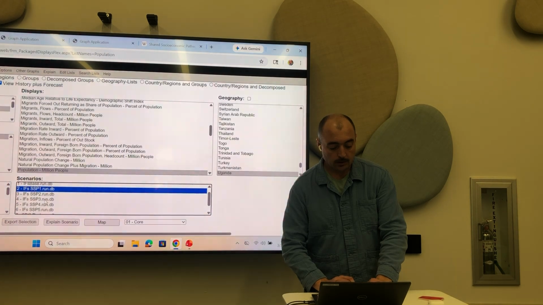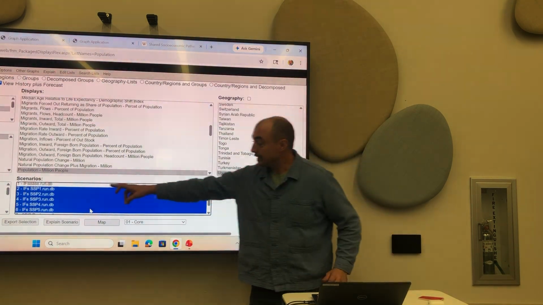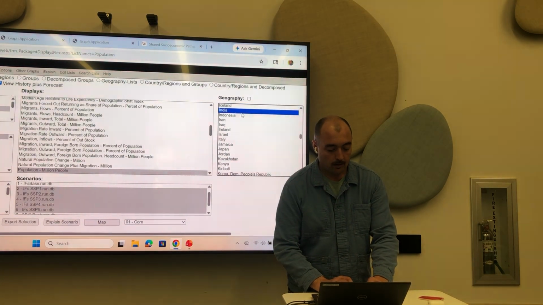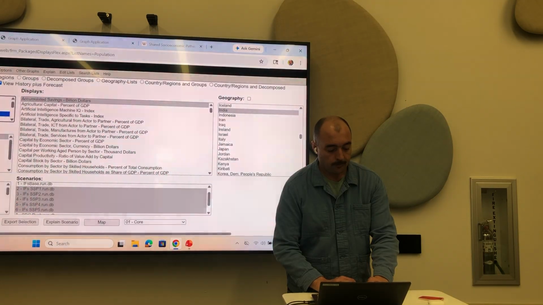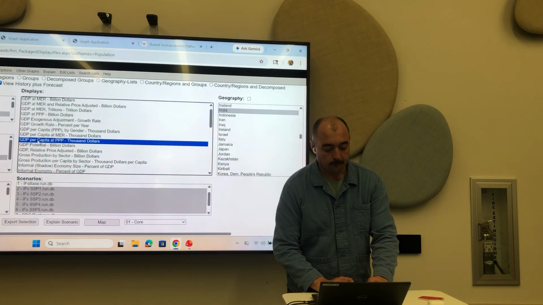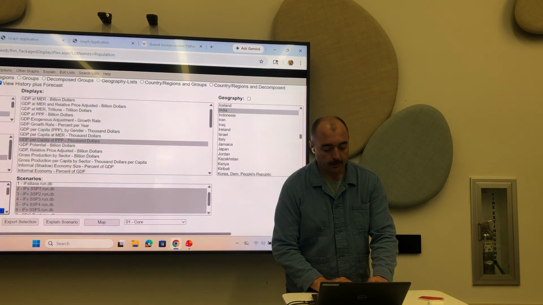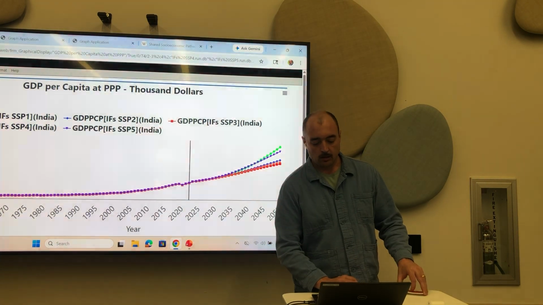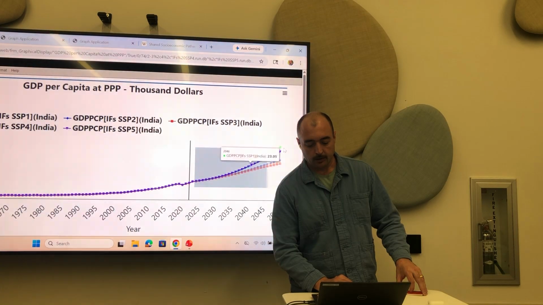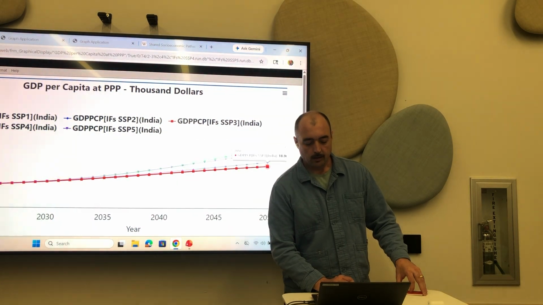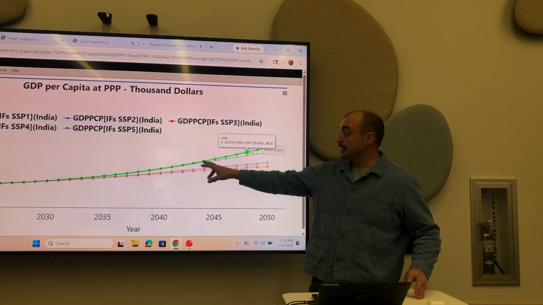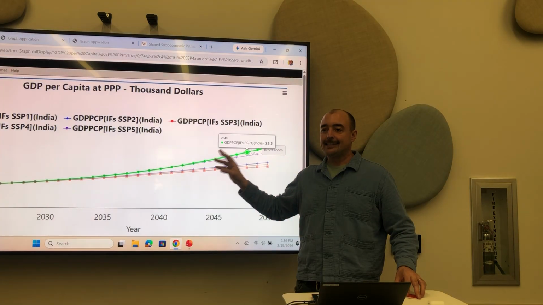These are the different worlds, the 5 worlds I mentioned, SSP 1, 2, 3, 4, 5. And if we look at India for GDP per capita, we'll go to 2050. We'll tighten up here a little bit. Okay. The best world for India is this sustainable development world, that SSP1, the bottom left.